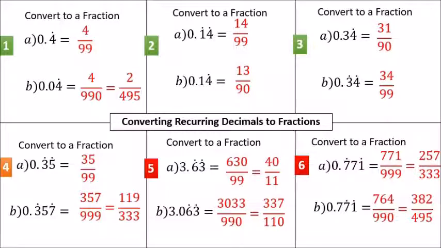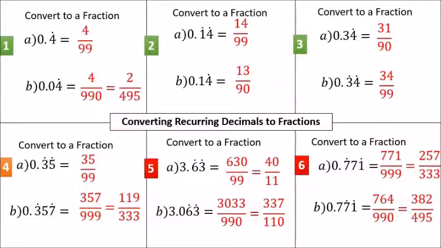0.14 recurring, where the 1 and the 4 are both repeating, that is 14 over 99. 0.14 recurring, where just the 4 is recurring, that is 0.1444, etc. That is 13 over 90. So similar to part A, but a little bit different.